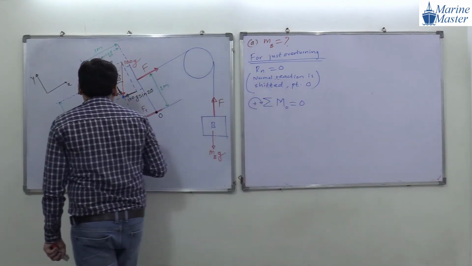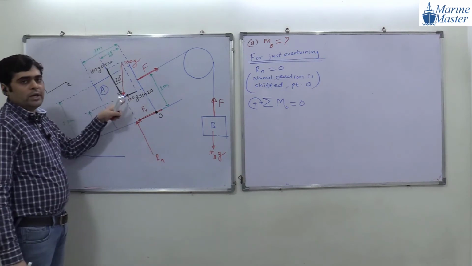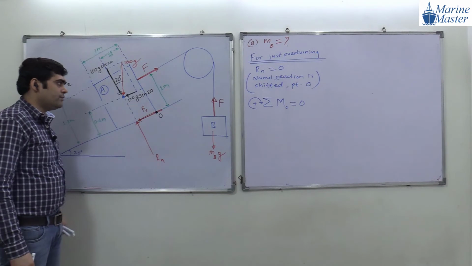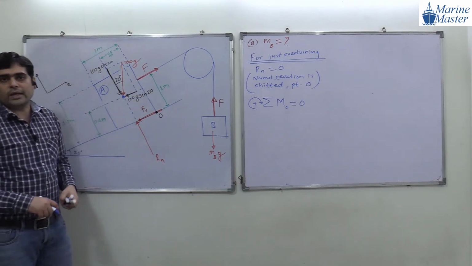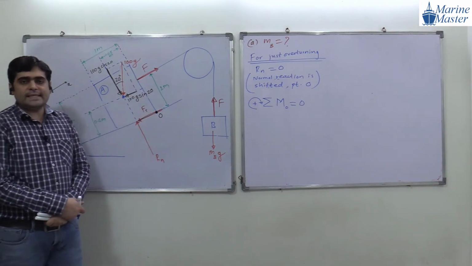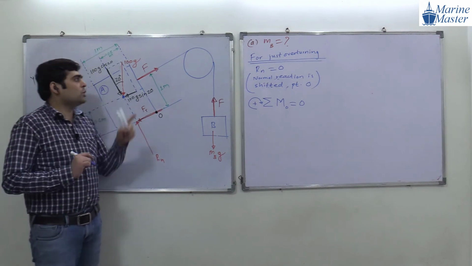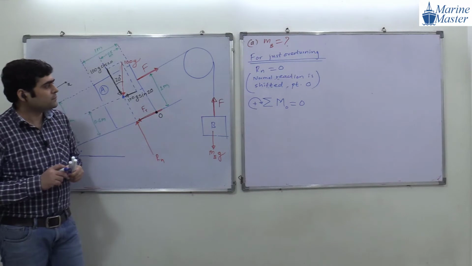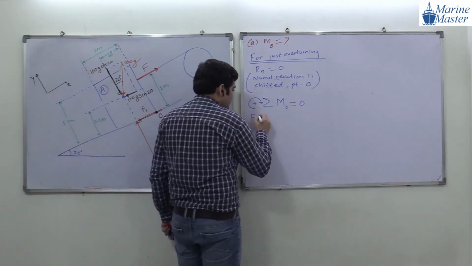Now here we have replaced 100g by its components: one component is 100g cos 20, another component is 100g sin 20. First of all, we will start with force F. What is the effect of F about point O, clockwise or anti-clockwise? Clockwise. And what will be the perpendicular distance for it?